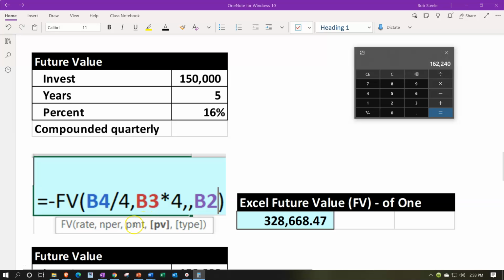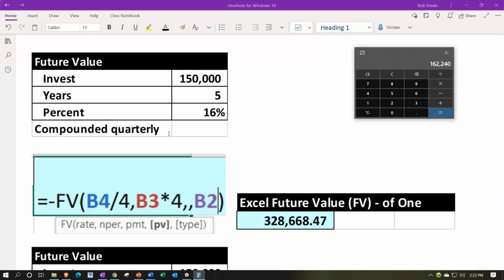And then comma, we have the number of periods. We have 5 years. They gave us the periods in years, but we're compounding quarterly. Therefore, we took that number of periods times 4 to give us the full amount. And then comma, comma, we then have the present value. That's going to be the 150, which will once again give us that 328,664.47.